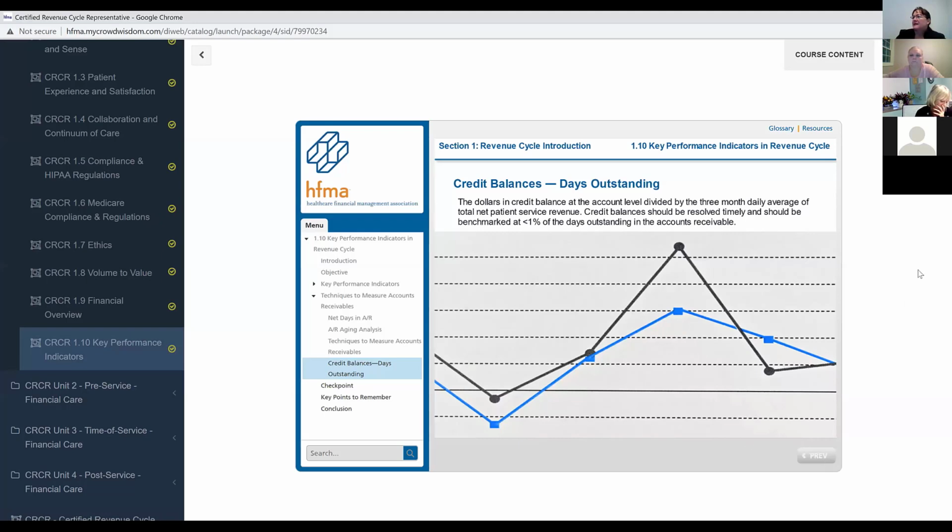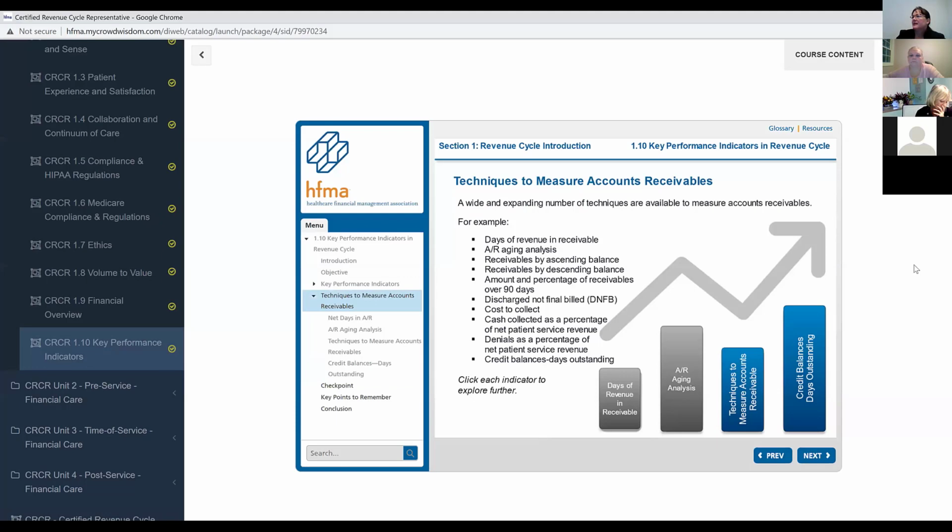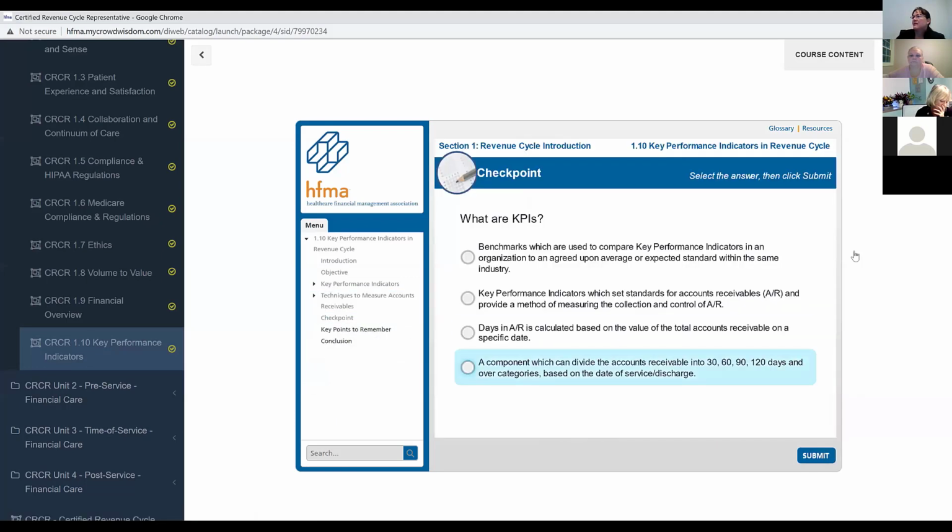What are KPIs? KPIs are the benchmarks which are used to compare key performance indicators in an organization to an agreed upon average or expected standard within the same industry.